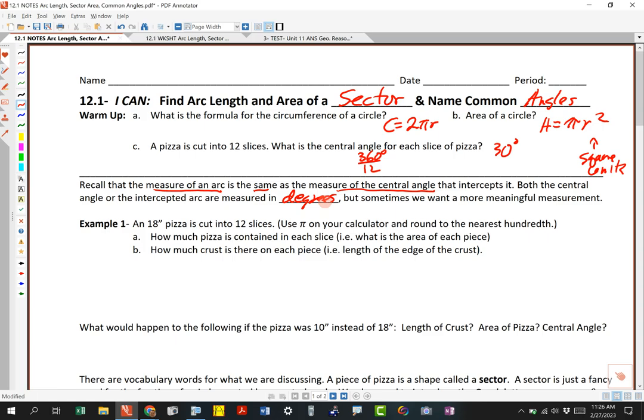But sometimes we want a more meaningful measurement. It's not just, hey, this slice, whether it's on a pizza that's 10 feet wide or a foot and a half wide or whatever it is, this is our 30-degree central arc. We want a more meaningful measurement.